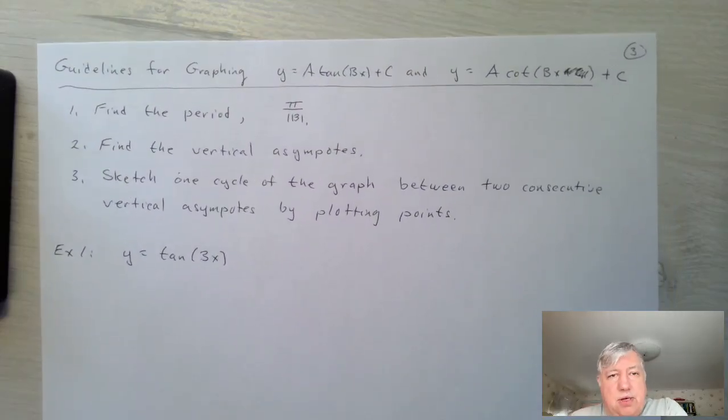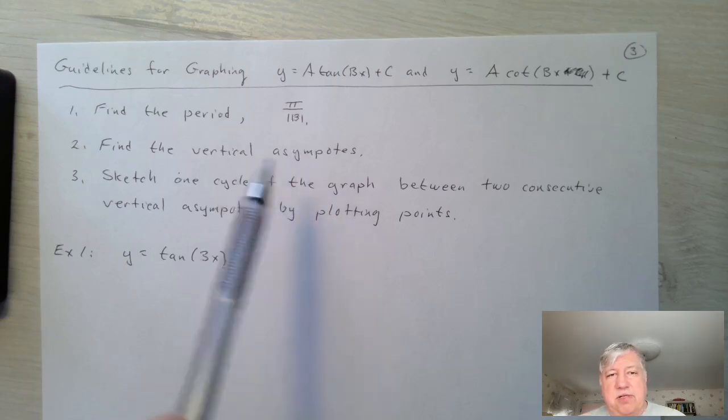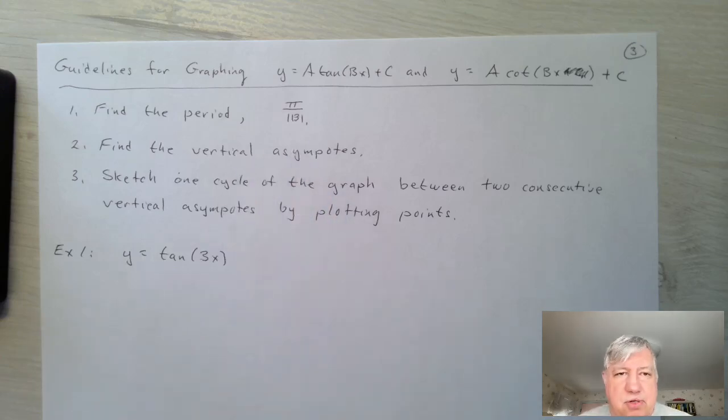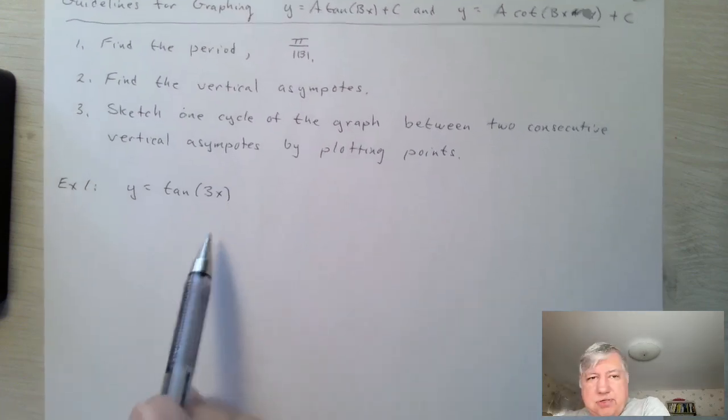First you want to find the period and find the vertical asymptotes. And once you find the vertical asymptotes, then it's just a matter of plotting a few points and connecting the dots, and you're done. So find the period, find the vertical asymptotes. Actually, if you find the vertical asymptotes, then the distance between any two vertical asymptotes is going to be equal to the period. And then you sketch one cycle of the graph between two consecutive vertical asymptotes, and then fill in the rest. So, for example, with the tangent of 3x.